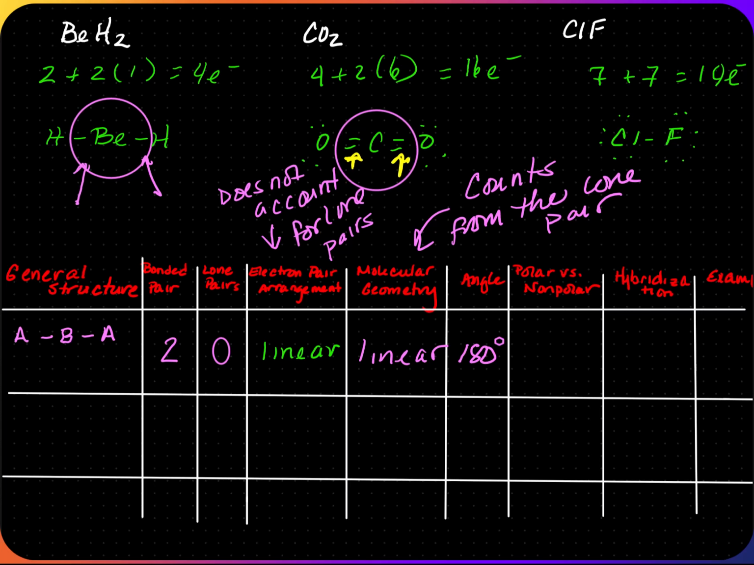When we have two elements together, like ClF, they will always be linear. There is no central atom. Since the two atoms can only be drawn side by side, it will always be linear.